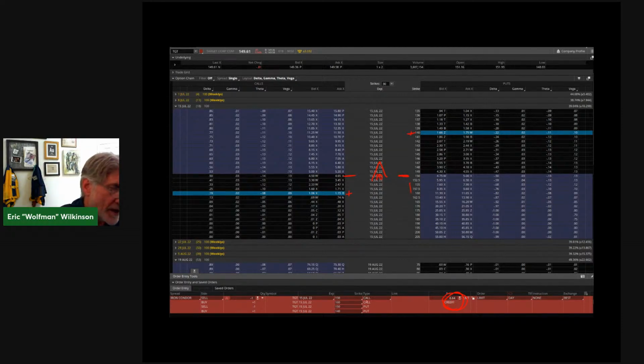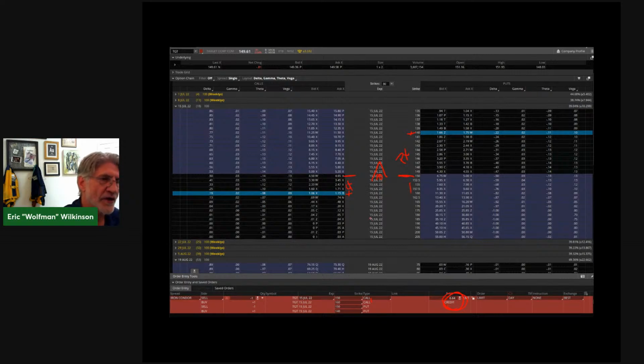Because the market can only go in one direction or the other. It can't go in both directions. So what I have here is I sold this put. I've got a short put spread, right? That's a put spread. And this is just a short call spread, right? So I've just defined that risk. Sold a short put spread, sold a short call spread, equal distance.